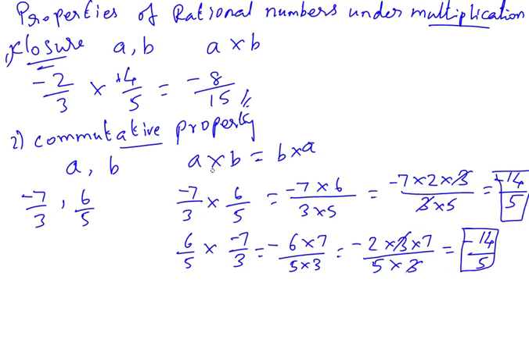So what is it showing? If we exchange the numbers and multiply, the answer is the same. So rational numbers are commutative under multiplication. Next we will see the associative property of multiplication. Third one.